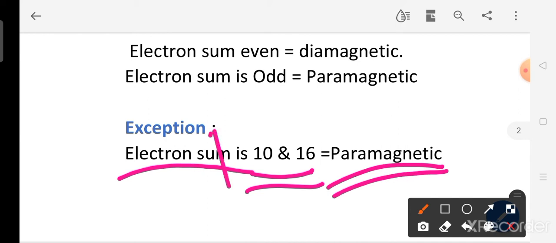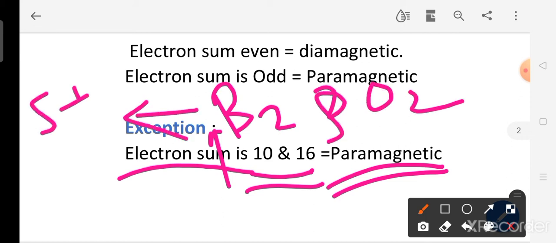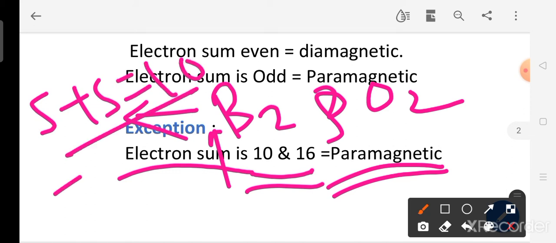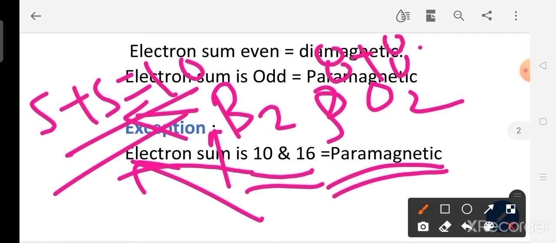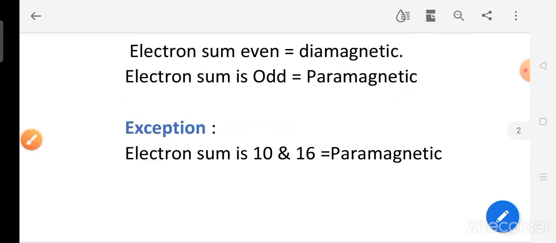For example, we can take the molecules B2 and O2. The electrons in B2 are 5 plus 5 equals 10, so the nature of this molecule is paramagnetic. And the electrons in O2 are 8 plus 8 equals 16. This molecule is also paramagnetic due to the electron sum of 10 and 16.